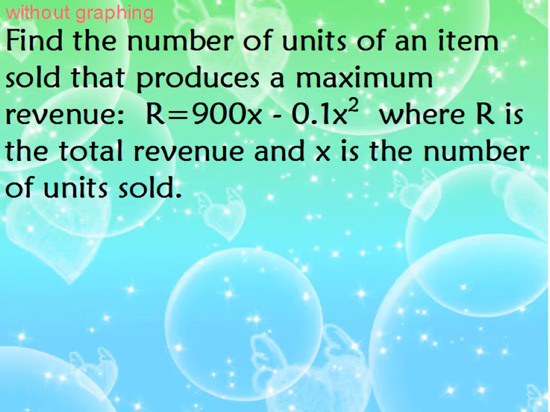Okay, we have one last problem, one that has some application here, and we'll do a little bit of algebra kind of stuff. It says find the number of units of an item sold that produces a maximum revenue given by this function, where R is the total revenue and X is the number of units sold. So we're trying to figure out what the X value is. How many units do we need to sell where this revenue would be a maximum?